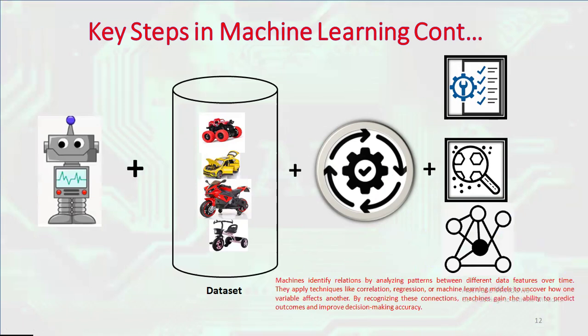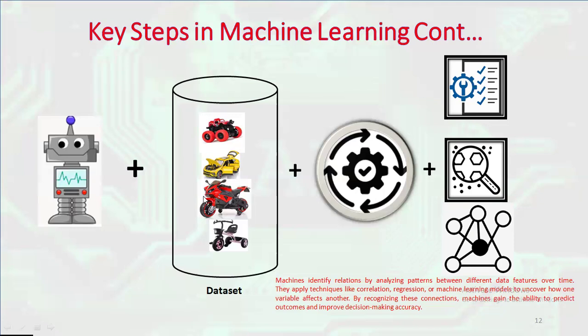Next step is machines identify the relations, what type of object it would be, by analyzing patterns between different data features over time. They apply techniques like correlation, which means similarity, regression, or machine learning models to uncover how one variable affects another. By recognizing these connections, machines gain the ability to predict outcomes and improve decision making. If I am showing this picture, what type of picture it would be or what it is, I can immediately say that it is a bike.